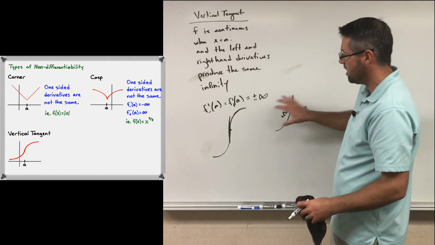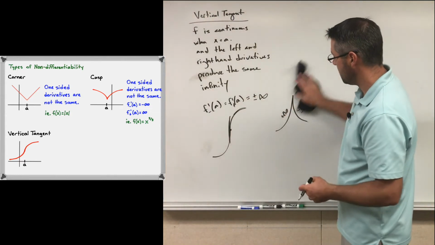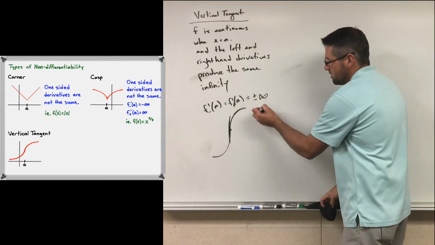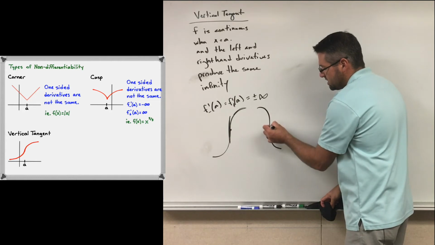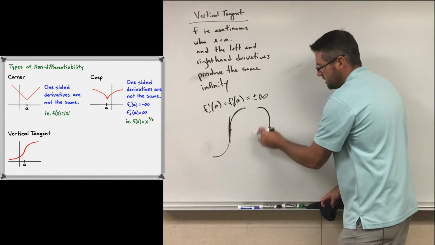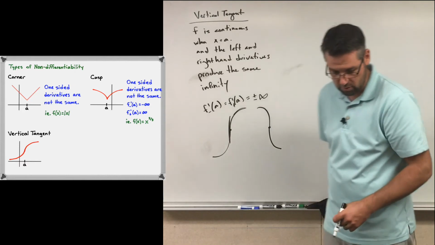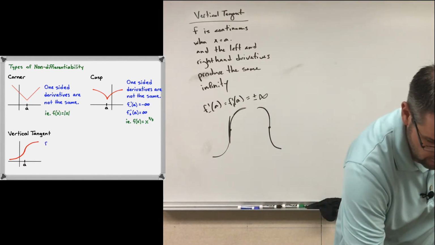This is a cusp. A vertical tangent looks something like that. Or it could be where it's diving down to vertical and then coming out of vertical, but notice it's still decreasing. Decreasing on this side, decreasing on that side. That's what a vertical tangent might look like, okay?